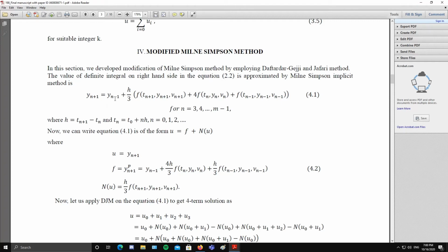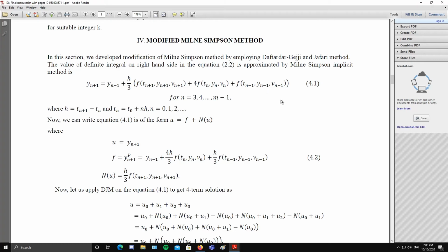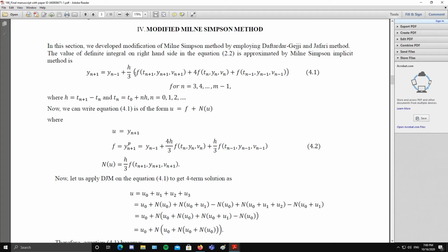The predictor value is given by y(n-1) plus the second term, 4h by 3 f of tn, yn, vn, plus the last term h by 3 of f of t(n-1), y(n-1), v(n-1), and n of u is this term, that is h by 3 f of t(n+1), y(n+1), v(n+1).